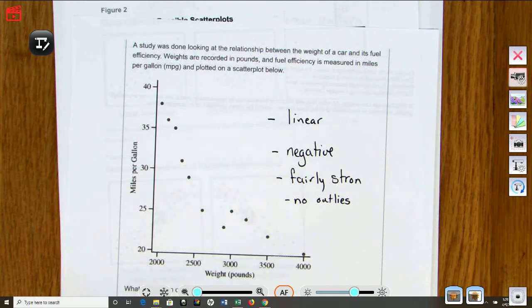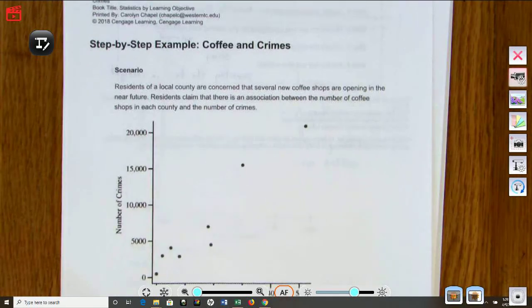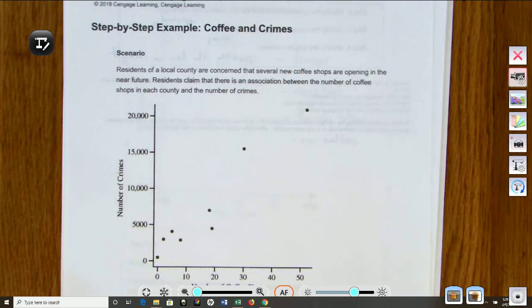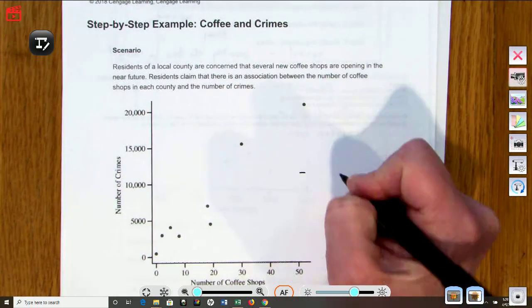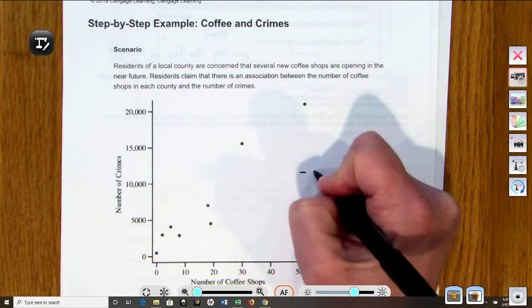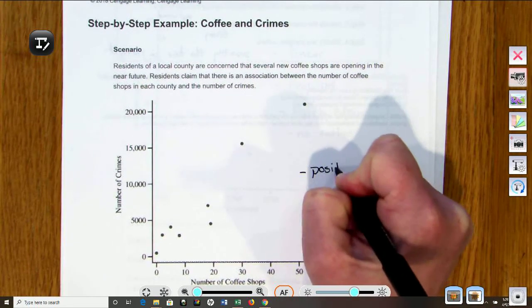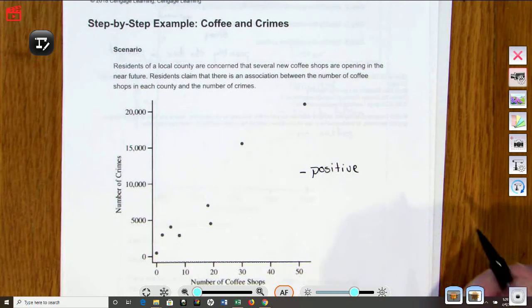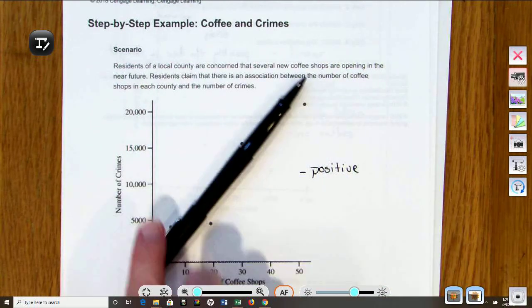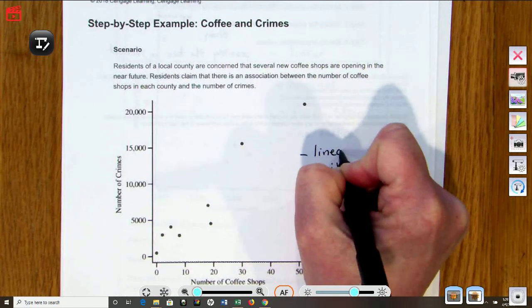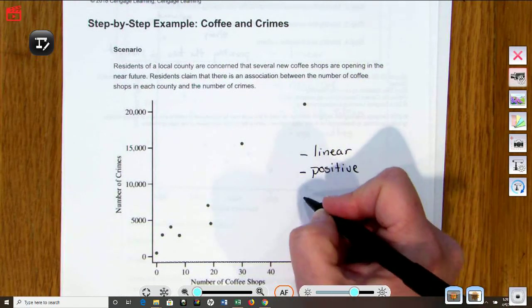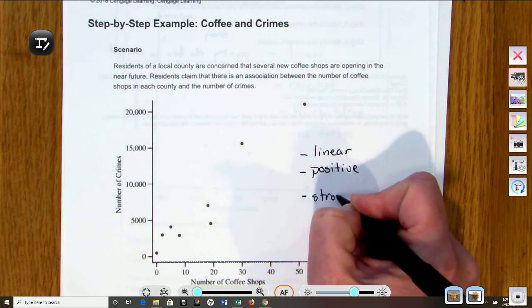Okay, let's do another one. These go relatively quickly. Okay, this one I see, I like to always do my positive and negative first. I see a positive trend. Things are going up. I do kind of see a line sitting in here. So I see somewhat linear. I would say it's somewhat strong.